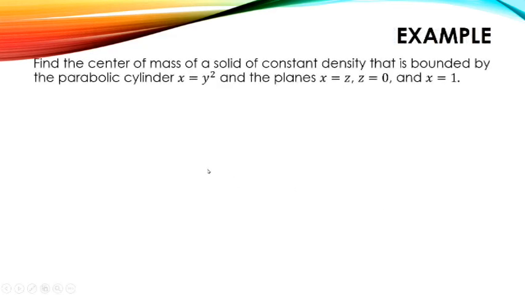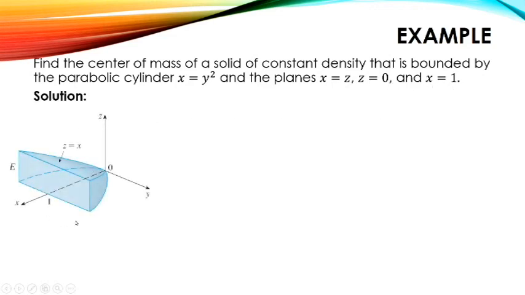Example: find the center of mass of a solid of constant density that is bounded by the parabolic cylinder x = y squared and the planes x = z, z = 0, and x = 1. Solution: so this is the figure. This surface is z = x, and this rectangular face is x = 1, and along the xy plane is z = 0. And the parabolic face is x = y squared.